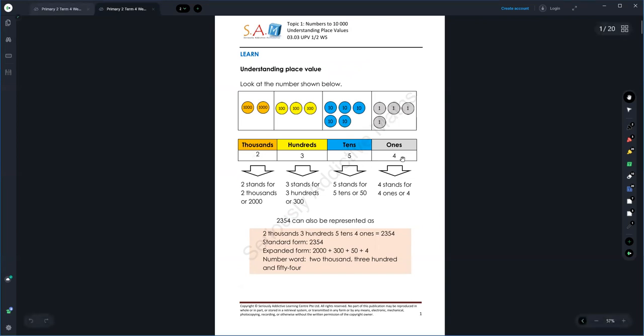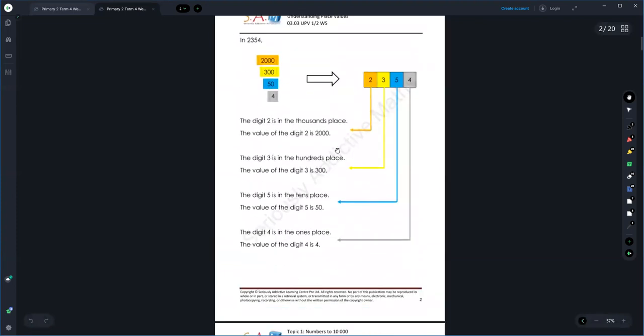So the digit 4 then stands for 4. Digit 5 stands for 5 tens or 50. Digit 3 stands for 300, or write in 300. And digit 2 stands for 2,000, or simply write 2,000 there. Okay, next page, important to explain as well.